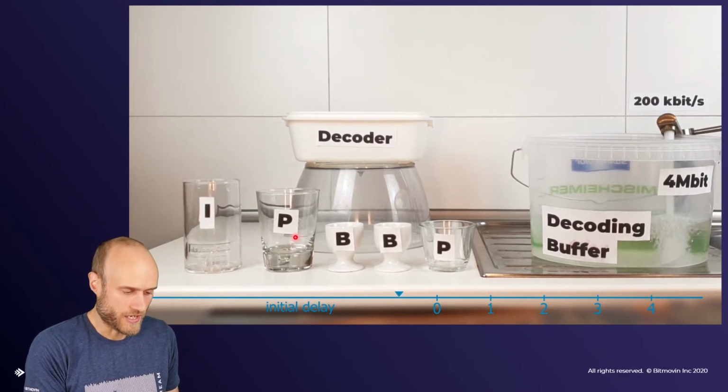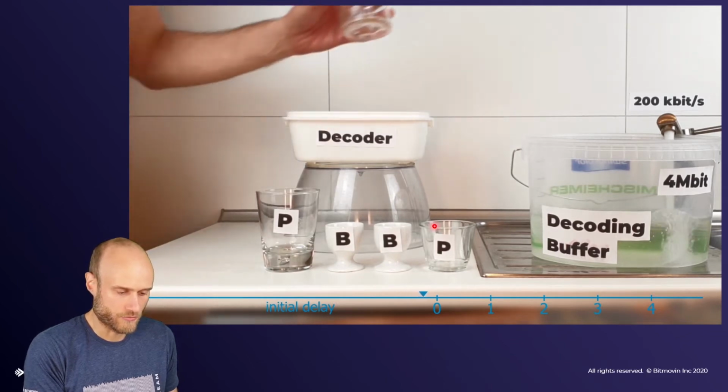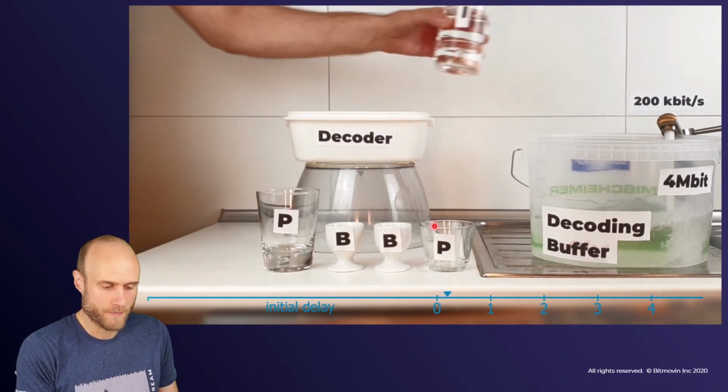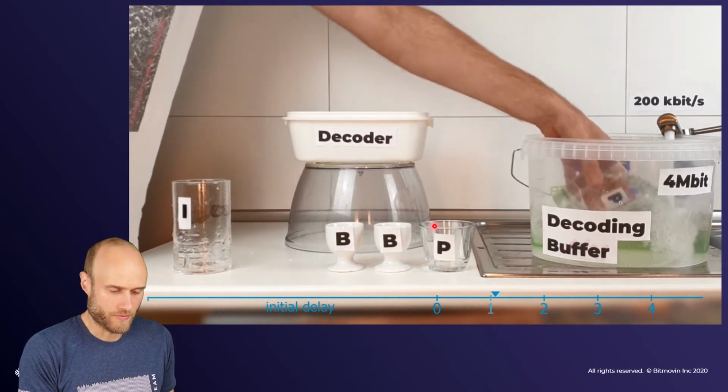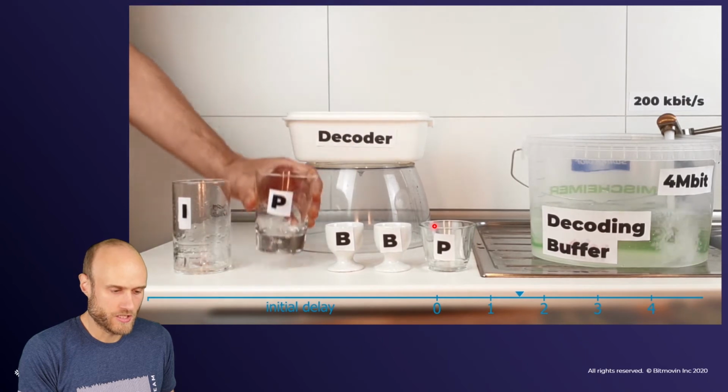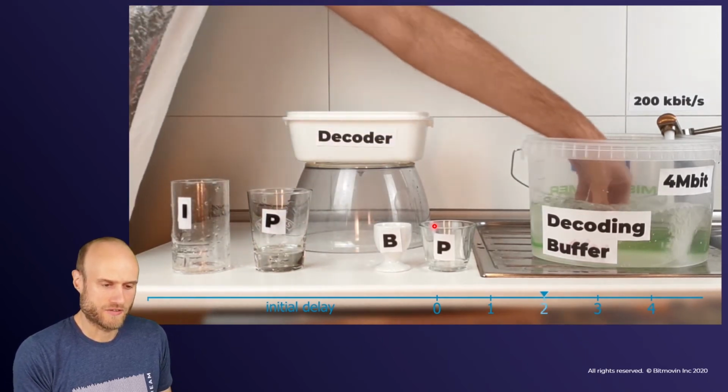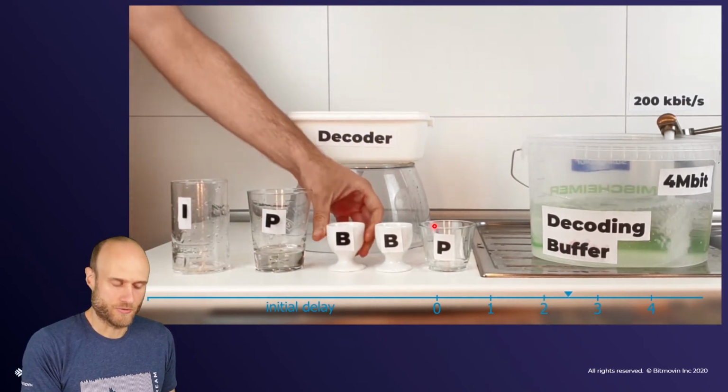So we're going to start with the first I frame, of course, and then there's a P and 2 more B, and then a P frame. And here we go. So we take the bytes out for the frame from the decoding buffer, pour it into the decoder, and the decoder will instantaneously decode this and give us an output frame.